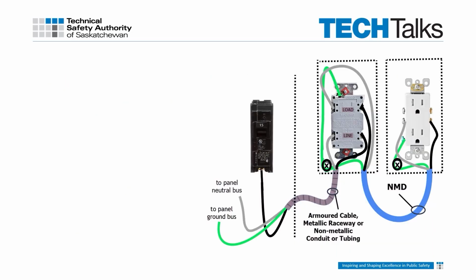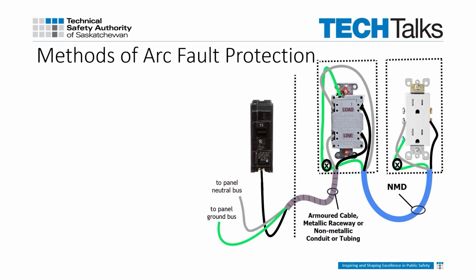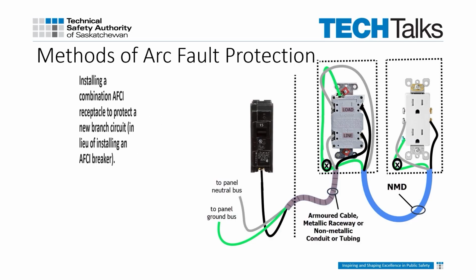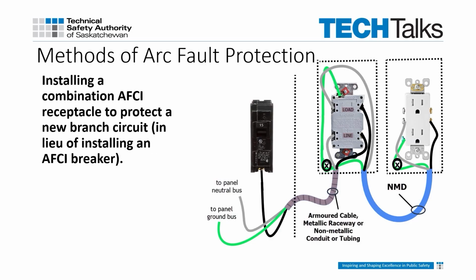In a new branch circuit, install a combination AFCI receptacle as the first device of a circuit. This will protect the whole circuit from series arc faults and the downstream wiring and devices from parallel arc faults. Remember, when wiring a new circuit in this fashion, the AFCI receptacle must be the first device after the panel and must be fed from the panel with armored cable or the feed must be installed in a metallic raceway or non-metallic conduit or tubing. Also, ensure line and load terminals on the device are connected to the proper cables.